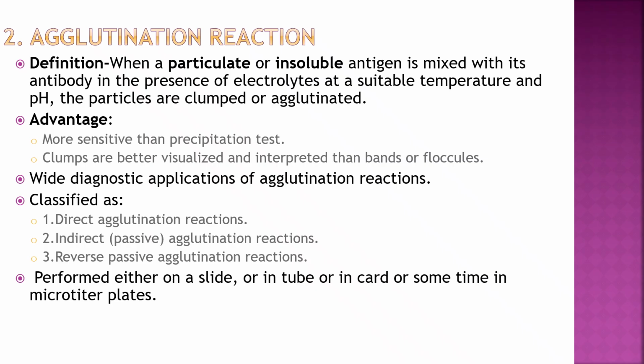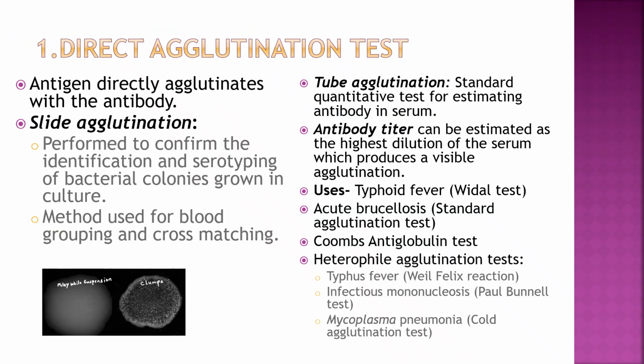Agglutination reaction is when a particulate or insoluble antigen is mixed with antibody and forms clumps. In the types, first is direct agglutination, in which the antigen directly agglutinates with the antibody, by slide and tube method. It is used in typhoid fever, the Widal test, acute brucellosis, the standard agglutination test, and the Coombs antiglobulin test. Heterophile agglutination tests include typhus fever, that is the Weil-Felix reaction, infectious mononucleosis, the Paul-Bunnell test, and mycoplasma pneumonia, the cold agglutination test.